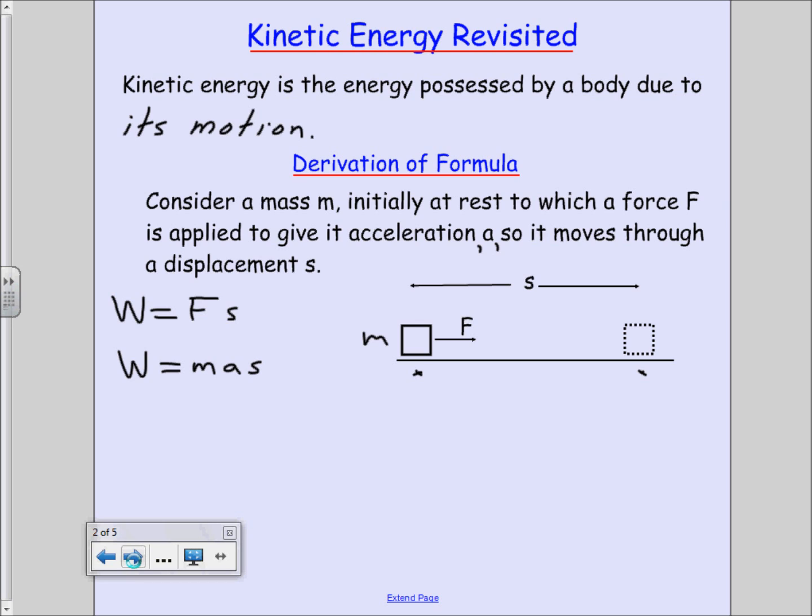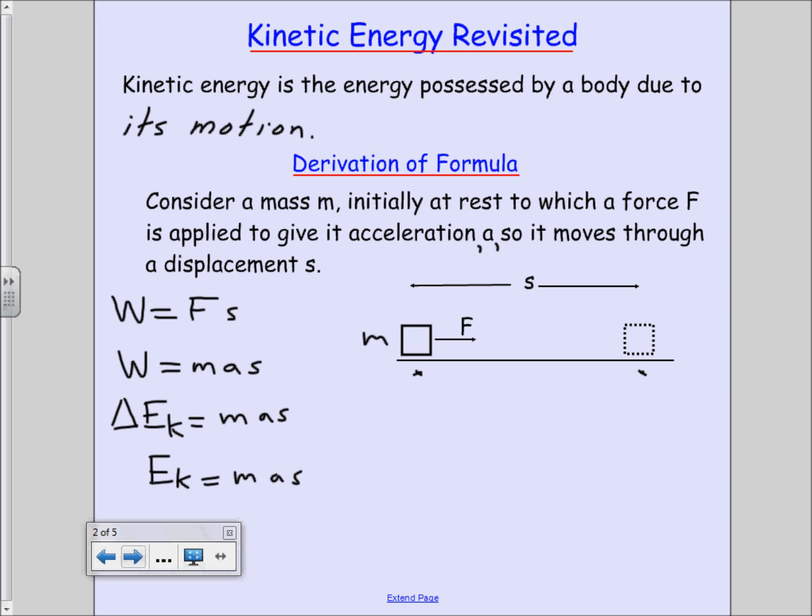Now the work done is going to be equal to, I'll put it this way, the change in kinetic energy might be a better way of expressing it. Delta EK is going to be equal, therefore, to MAS. And since the body starts at rest, its initial kinetic energy would be 0. So therefore, the final EK would be given by MAS.